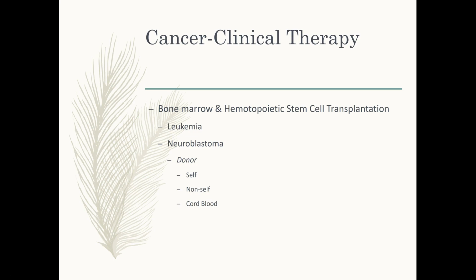In neuroblastoma, there are different kinds of donors. You can be a donor to yourself, where they actually remove yours and then re-inject it into yourself. You can have a donor, so not yourself, to donate stem cells, and then cord blood banking is available for newborns, so they can pull that cord blood and give you a bone marrow transplant from there.